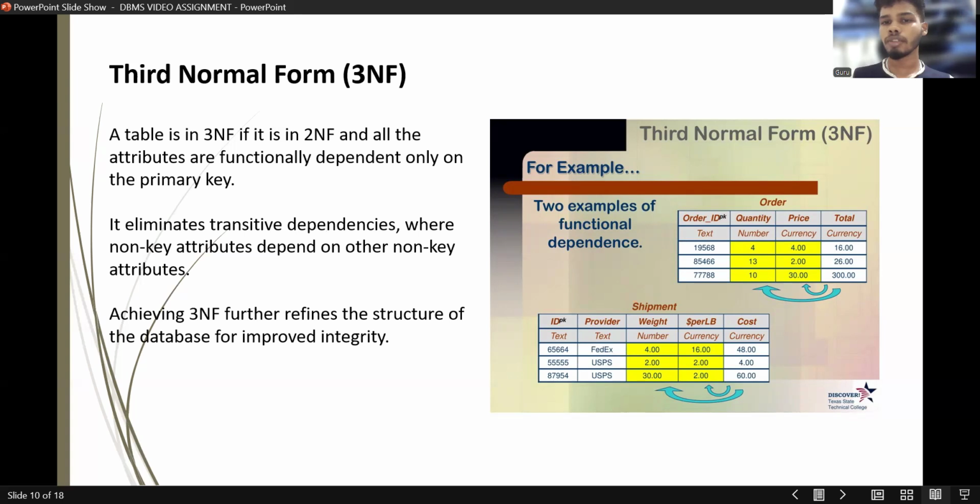For example, two examples of functional dependencies: order ID, quantity, price, total, like a text number and currency. In shipment, the currency and the number are interchanged. So this contains 2NF also, and it is 3NF working.